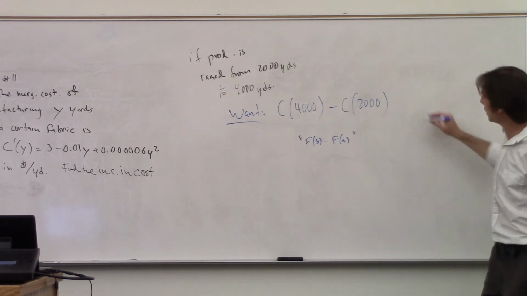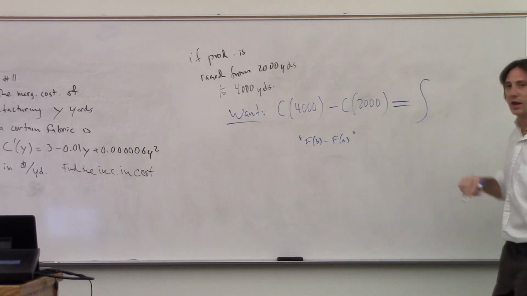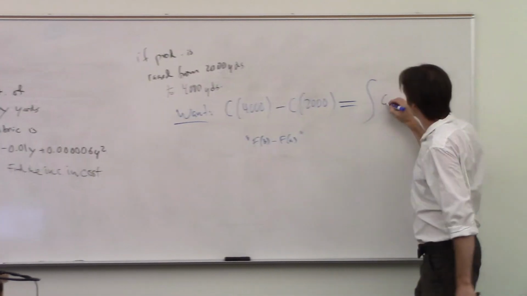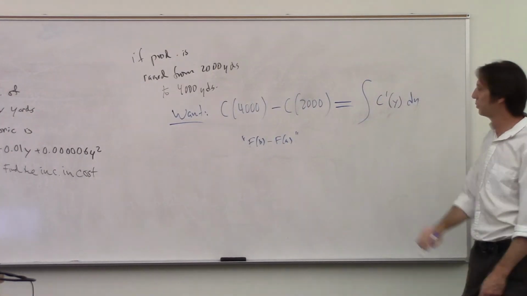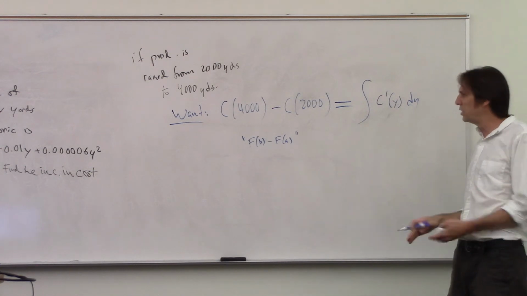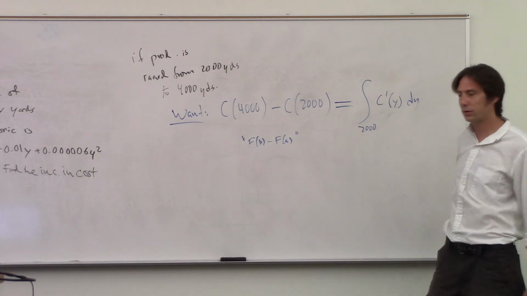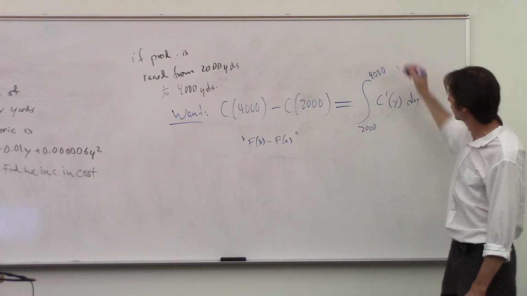And so if I use the net change theorem, what this tells me is that this difference is really an integral. It's an integral of the derivative of C, so C prime of y. We're integrating with respect to y. And what are the a and the b in this case? Well, the a is 2,000, so that's my lower limit of integration, and the b is 4,000. That's the upper limit of integration.